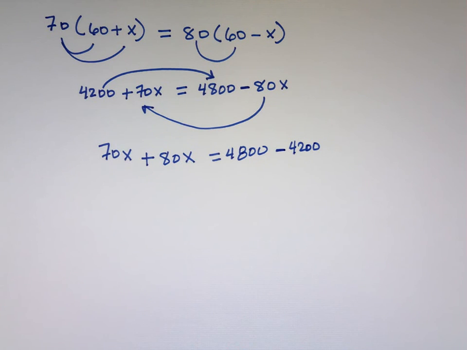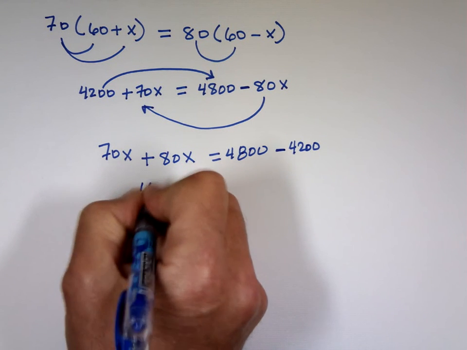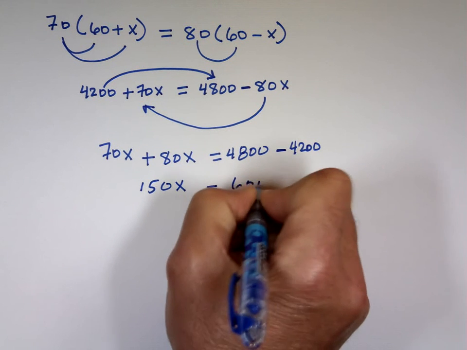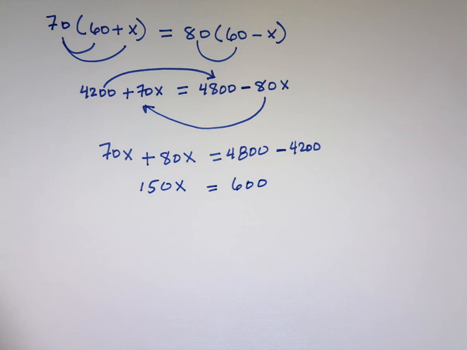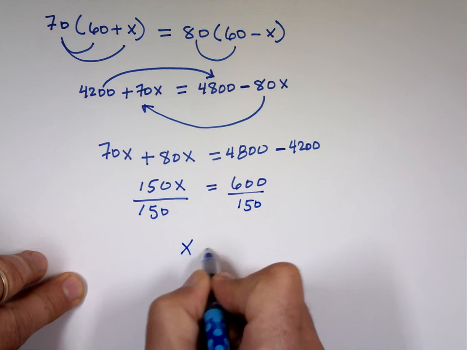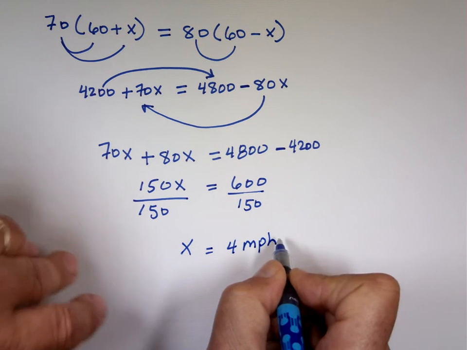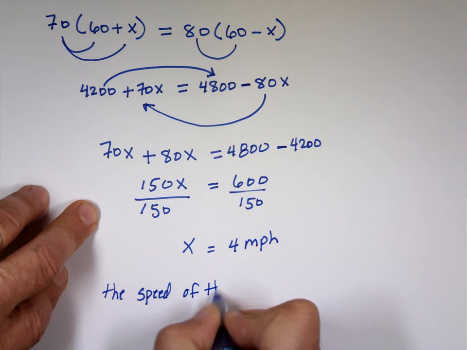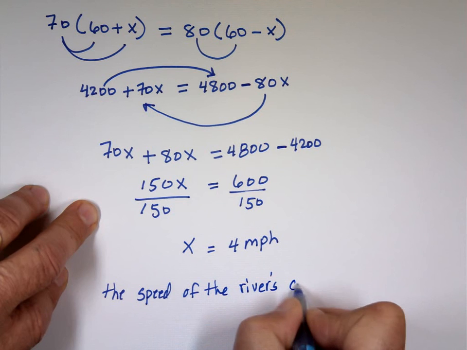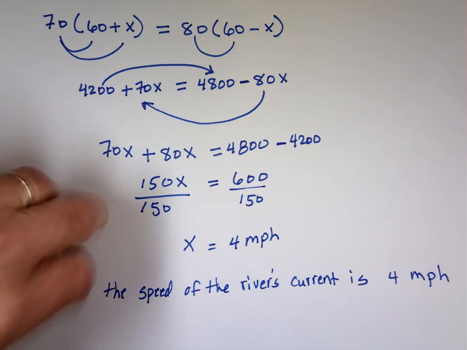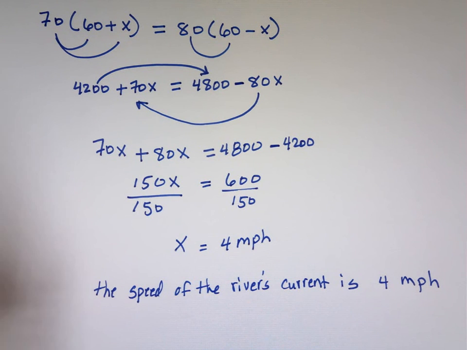What is 70 plus 80? That's 150x. What is 4800 minus 4200? That's 600. And to solve it for x, we're going to divide by 150 to make it 1. X equals 4 miles per hour. The speed of the river current is 4 miles per hour. That's how fast the water was moving. Another example of proportions.